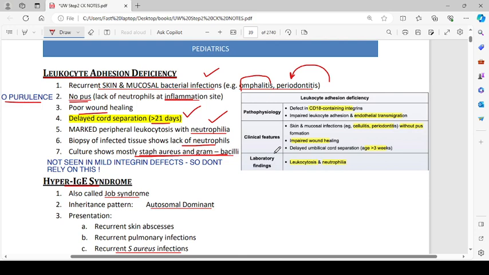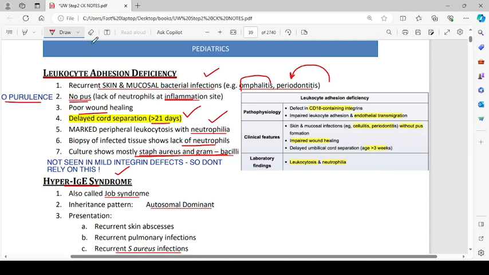Not seen in mild integrin defects, so don't rely on this. So it is not seen in the mild integrin defects, so we are not supposed to rely on this. Biopsy or culture or what? I don't know. I think they're talking about something.